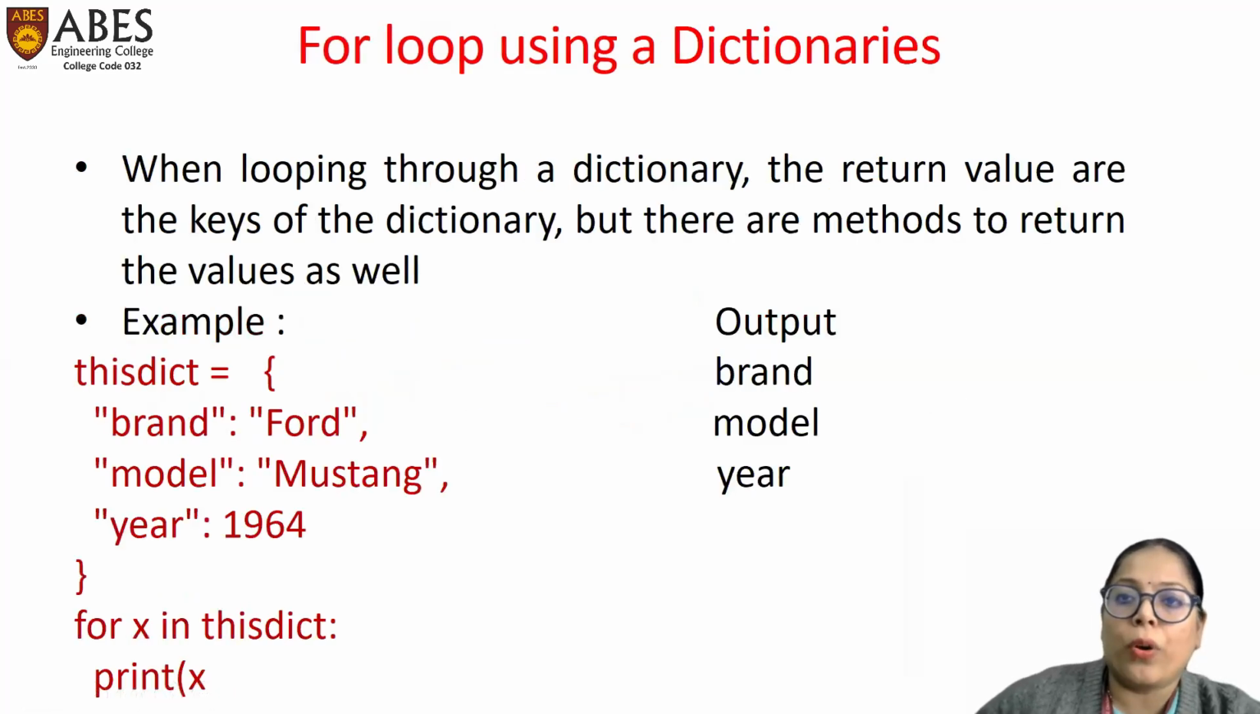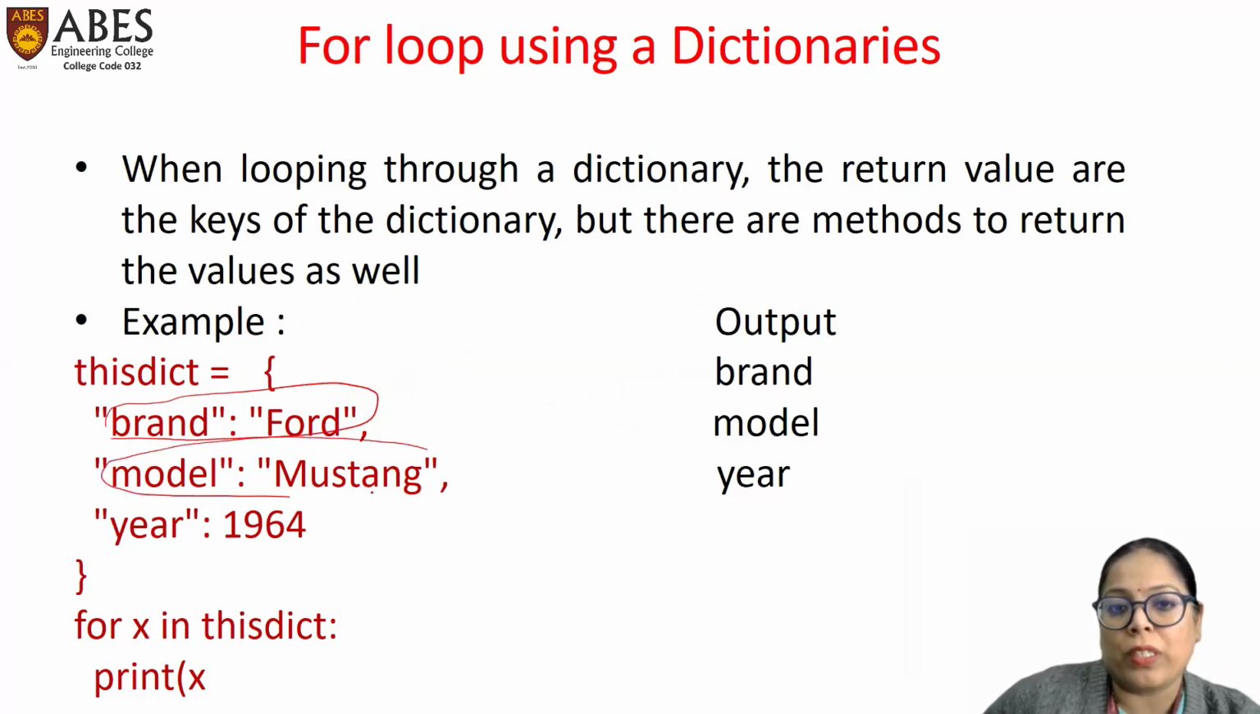Now we will see how for loop is used in dictionary. Dictionary is another data type available in Python, and dictionary has a unique thing: it exists in key value pairs. You can see this is called key, here brand is key, and ford is value. Model is key, and this is your value. So dictionary always exists in key value pair.